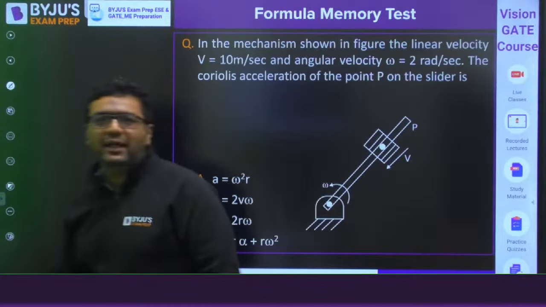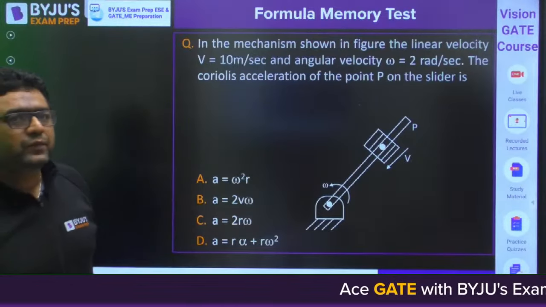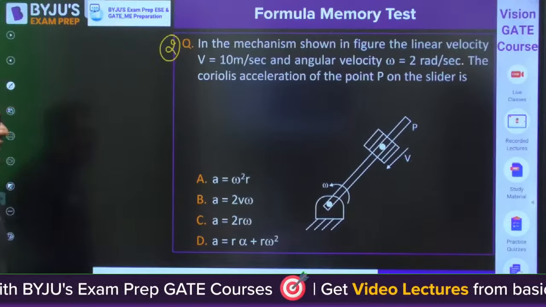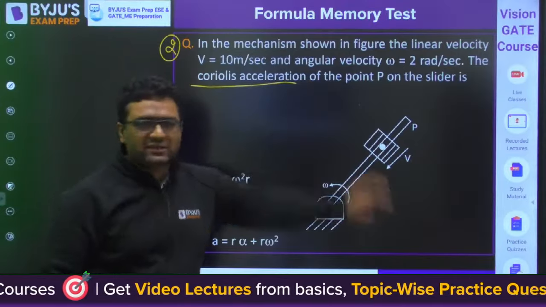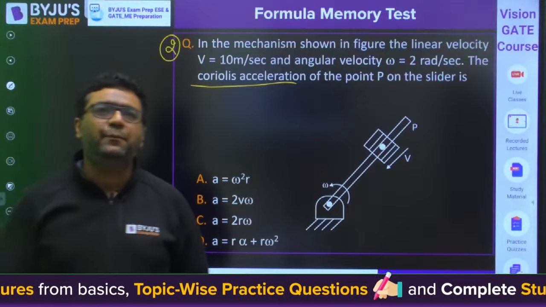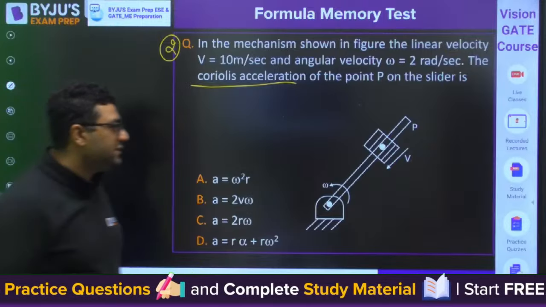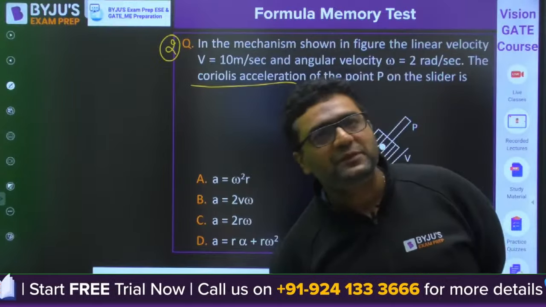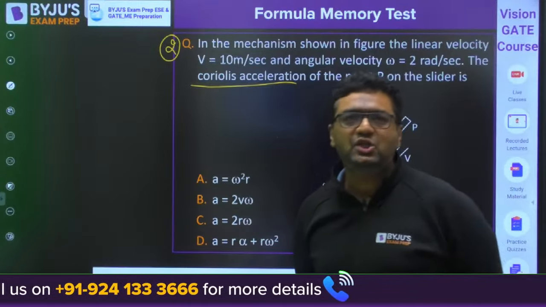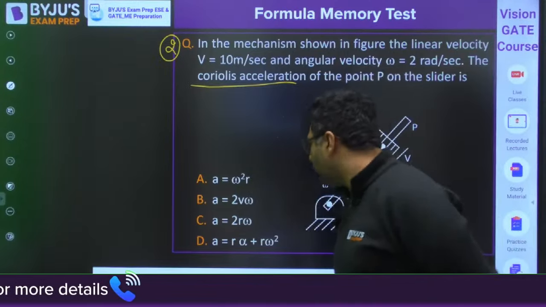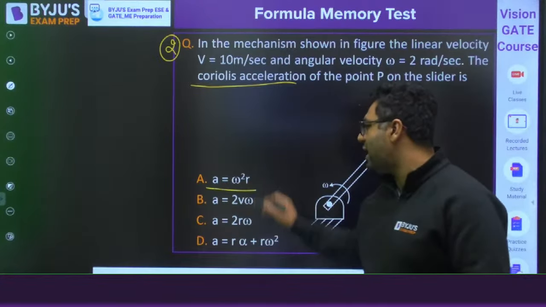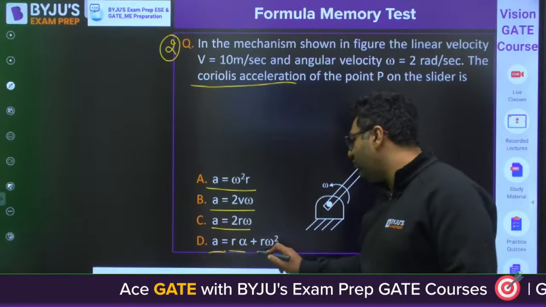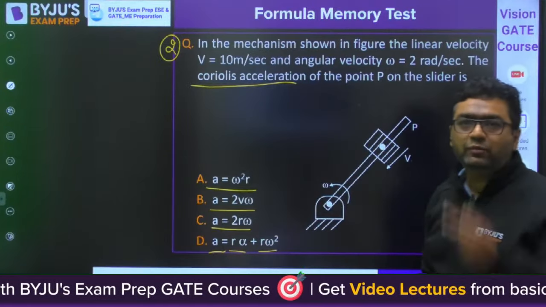This is from velocity and acceleration analysis. This question is related to acceleration analysis, and it asks about the Coriolis component of acceleration. So guys, this session is helping you remember all the formulas, because if you know the formula for any question, your 50% work is done. That is why this session is interesting. So tell me what formula will be applicable: A is equal to omega square r, A is equal to 2v omega, A is equal to 2r omega, A is equal to r alpha plus r omega square. Which is going to be valid?